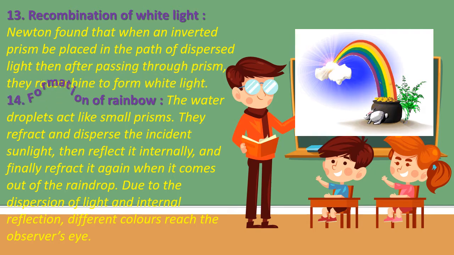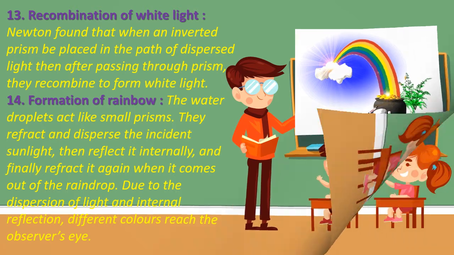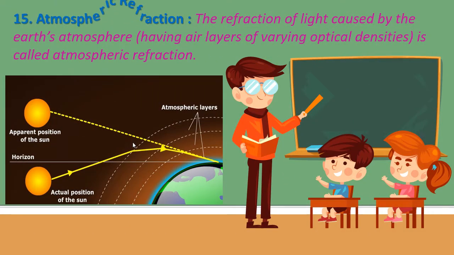14. Formation of rainbow. The water droplets act like small prisms. They refract and disperse the incident sunlight, then reflect it internally, and finally refract it again when it comes out of the raindrop. Due to the dispersion of light and internal reflection, different colors reach the observer's eye. 15. Atmospheric refraction. The refraction of light caused by the Earth's atmosphere, having air layers of varying optical densities, is called atmospheric refraction.